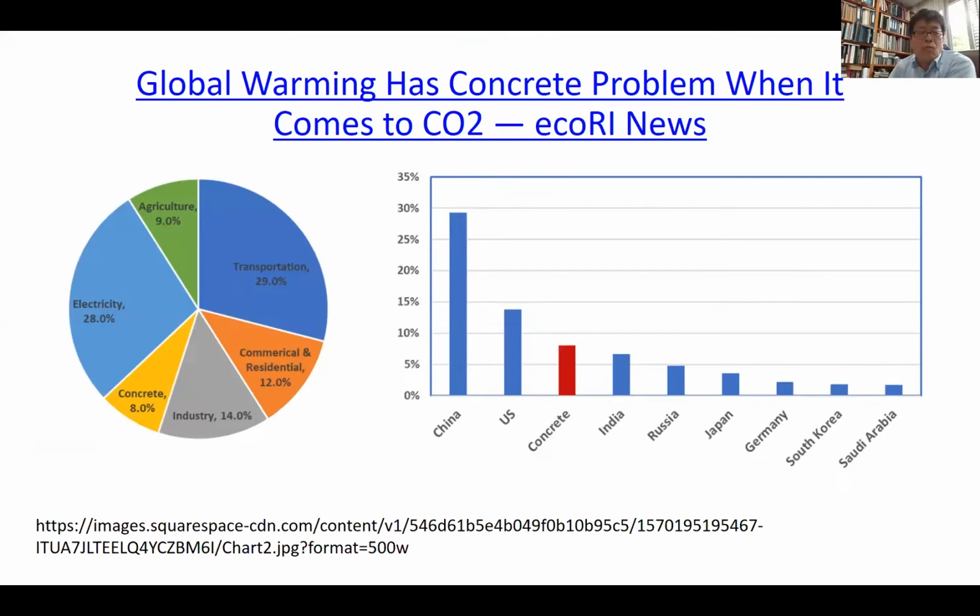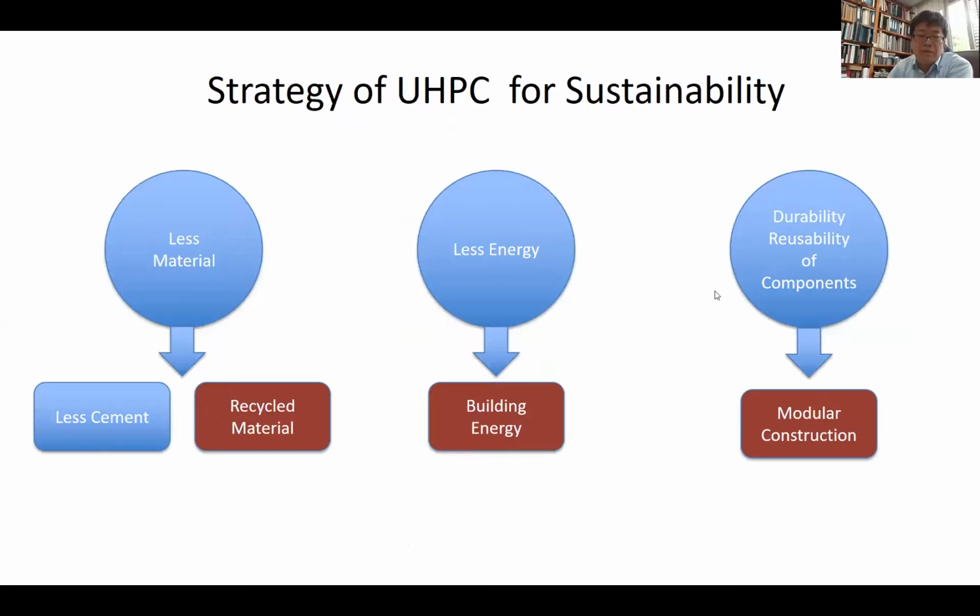So what is the problem in the construction site? Global warming is a concrete problem. When it comes to CO2, you can see in the pie diagram that almost 8% of CO2 is emitted by concrete. If you rank concrete among the countries, concrete is ranked 3rd. That means a large percentage of CO2 comes from concrete. So how can we reduce CO2 emission ourselves, in the construction industry?